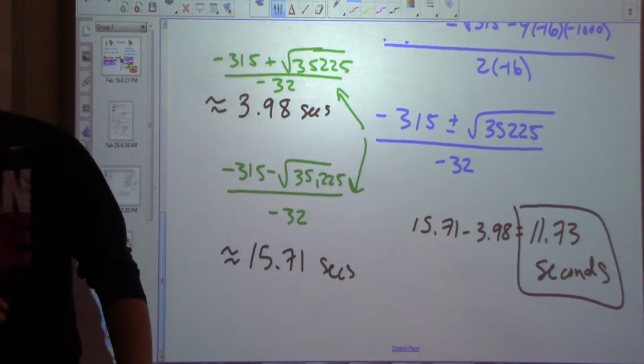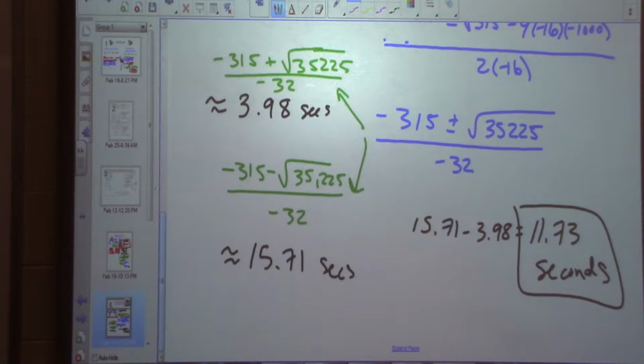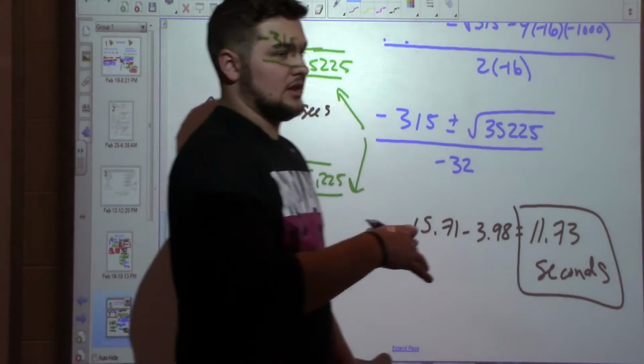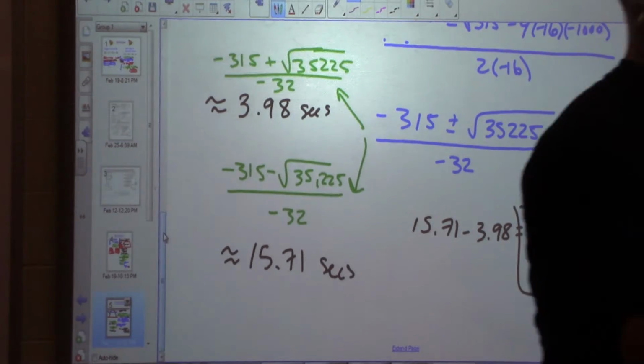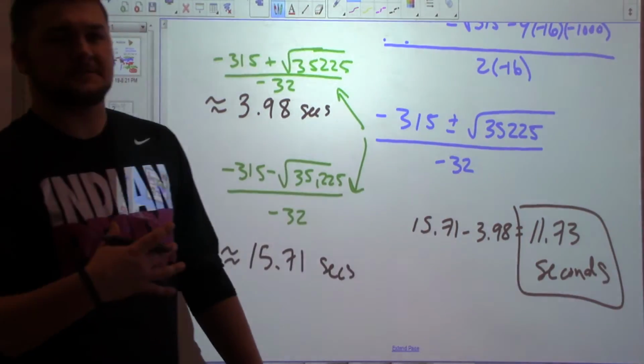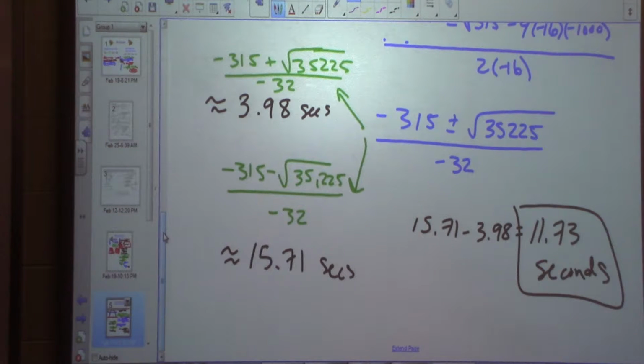Sweet. So, what I would do when I'm answering a word problem, I'd probably write out a sentence. So like I'd write out, the rocket was out of sight for 11.73 seconds. Or at least make sure you have that label there. Say out of sight for 11.73 seconds. Something to that effect. Okay? Alright. Any questions?